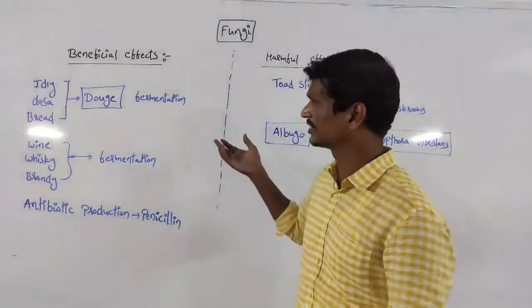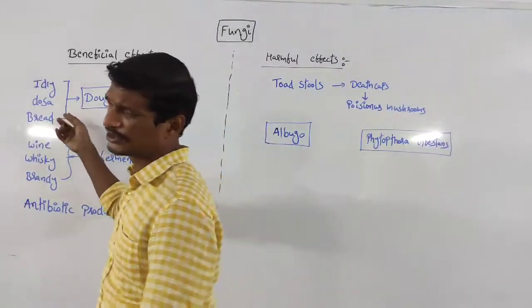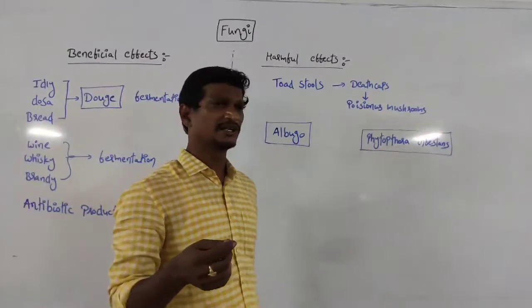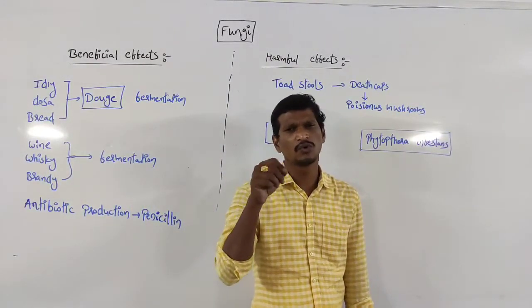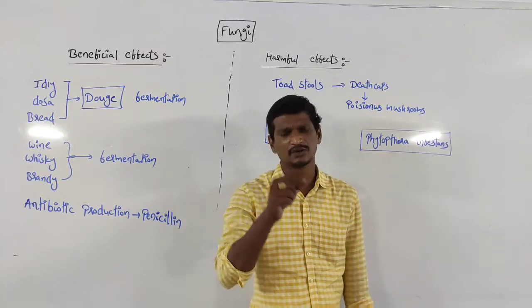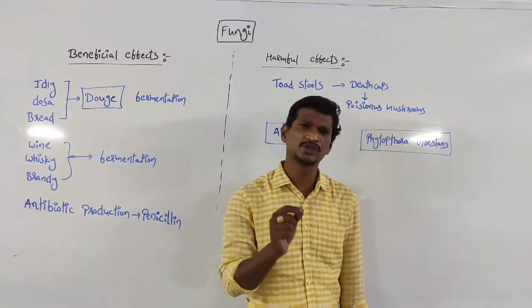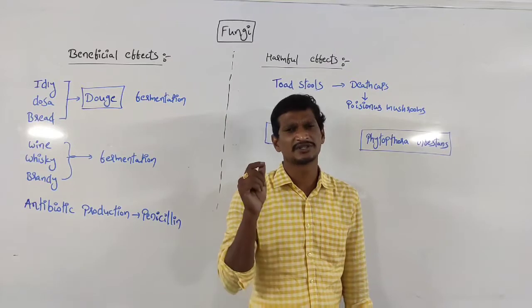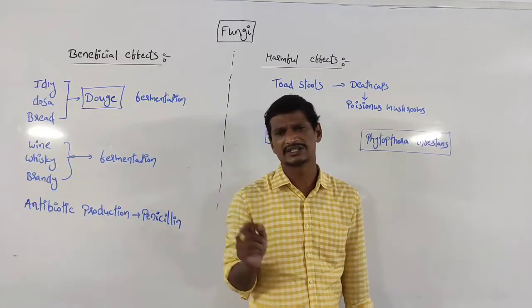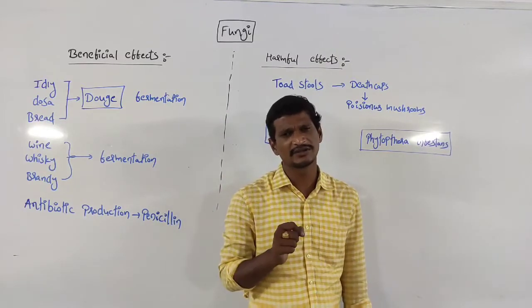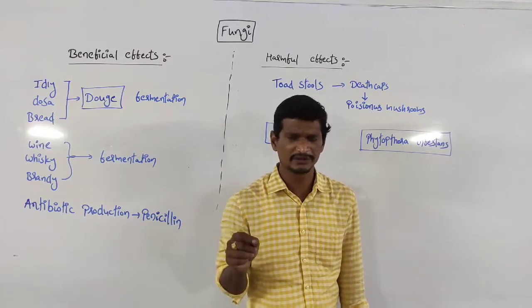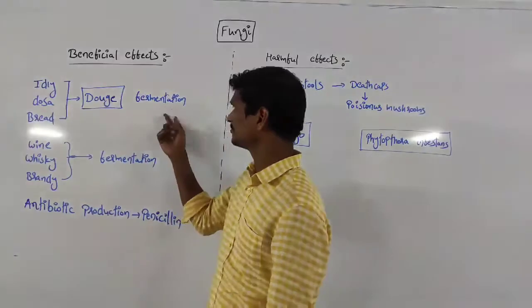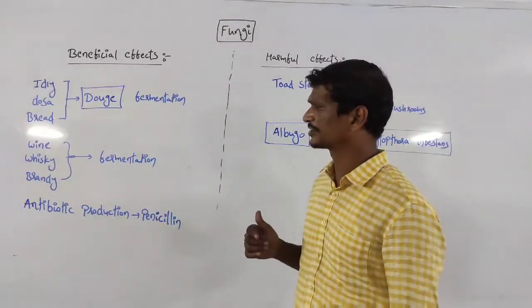Not only dosa, but also idli and bread. We know that when we eat a bread slice, if we observe it, many hole-like structures are there. Those holes are produced by the accumulation of carbon dioxide in the presence of yeast cells. The yeast cells are involved in the fermentation process, right? So that is about the dough fermentation process.